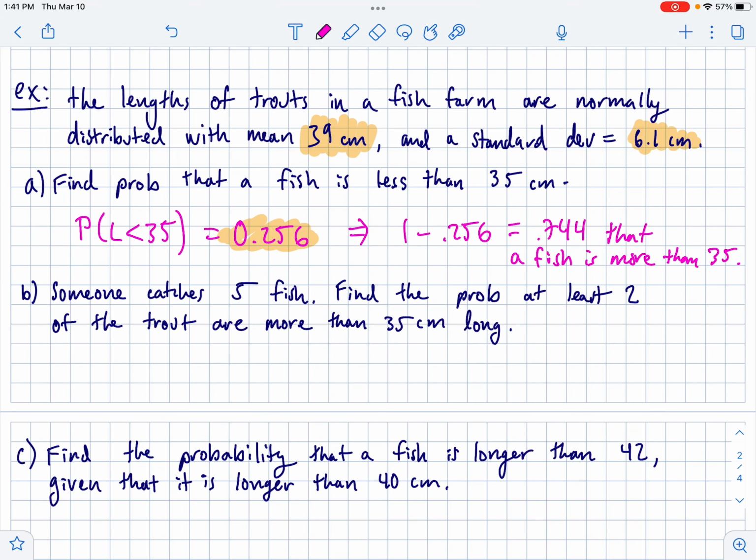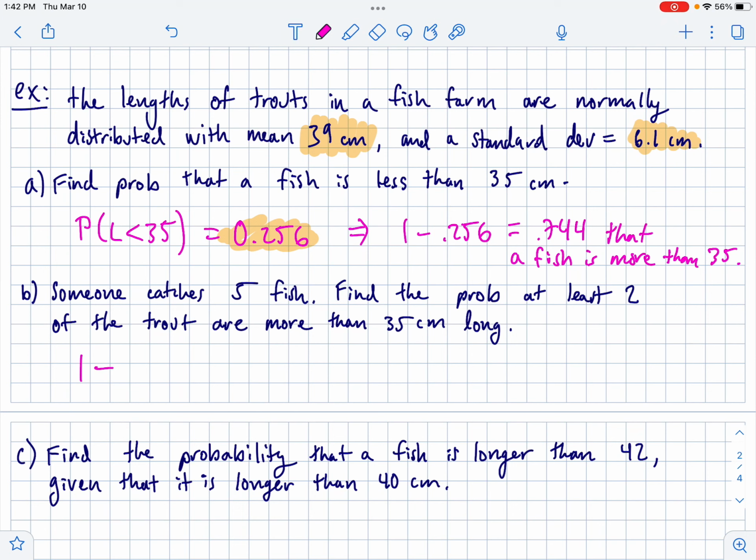Now, someone catches 5 fish, find the probability that at least 2 of the trout are more than 35 centimeters long. This is definitely a binomial problem because of the whole "at least 2 of the 5", because there are so many different ways to catch 2 fish out of the 5 that are bigger than 35 centimeters long. So we are going to do a binom PDF. Nope, CDF. At least 2.